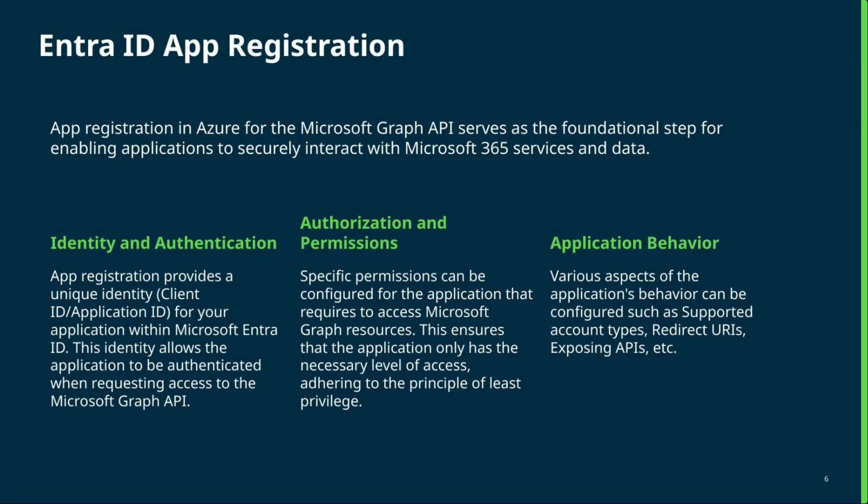Now we'll see how to start with these integrations. First of all, to start with any integration with Microsoft 365 products, we need to register our application within Entra ID. Earlier it was called Azure ID, now it is Entra ID, the Microsoft product. In that we need to register our application. There we configure our URLs, the return URLs, all these things, and we also give some permissions to that application.